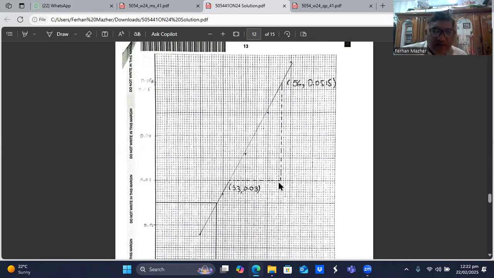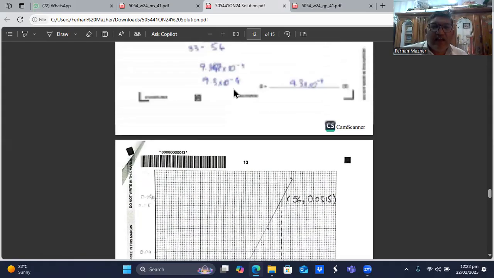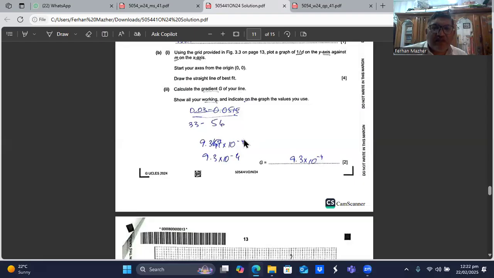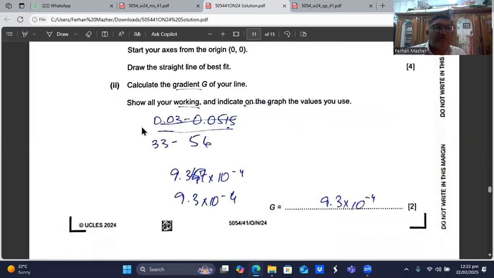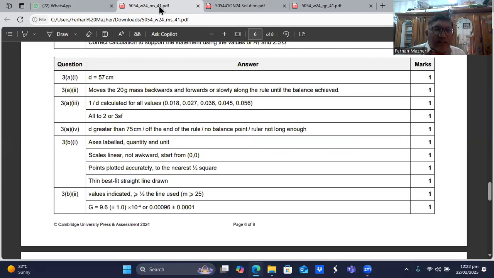Then I will join them with these dotted lines and make a triangle. I will measure how much is the rise and how much is the run, and with the help of these we will calculate the gradient. This is how: y2 minus y1 divided by x2 minus x1. y2 minus y1 divided by x2 minus x1.